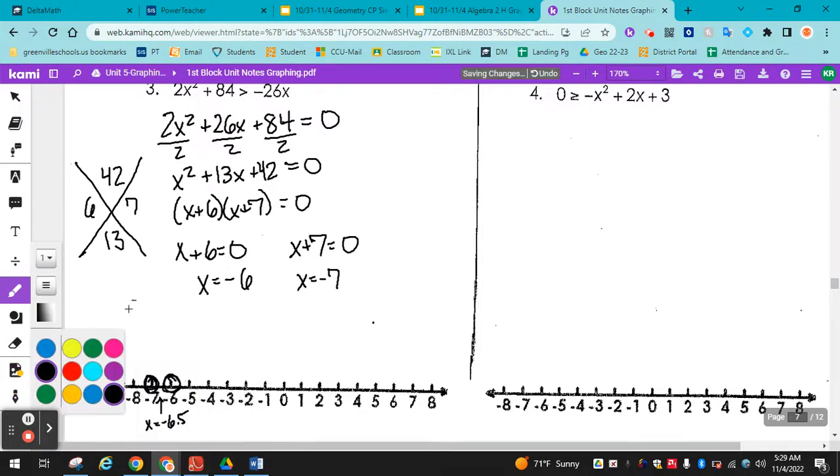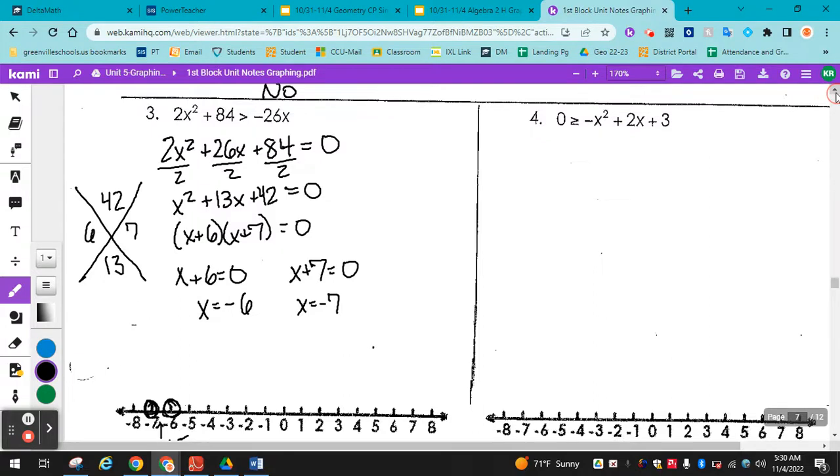When I plug my answers in, I don't plug into standard form. I always go back to the original equation. So if I somehow messed up changing it to standard form, I know my solutions are right anyway. So I'm going to plug in negative 7, and negative 6.5. You can plug in your test solutions if you want to make sure that it's not true.